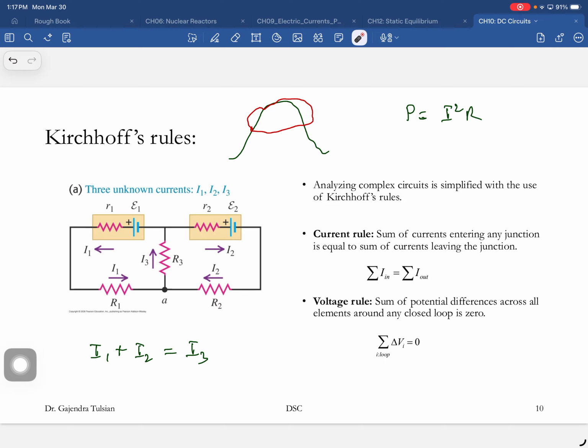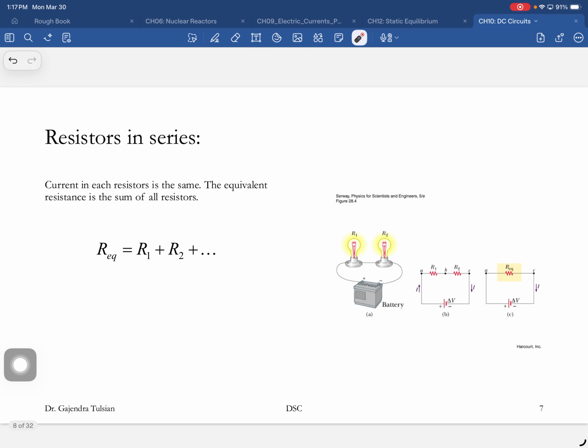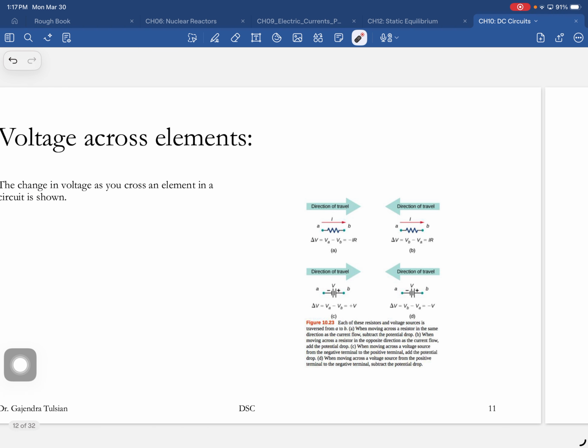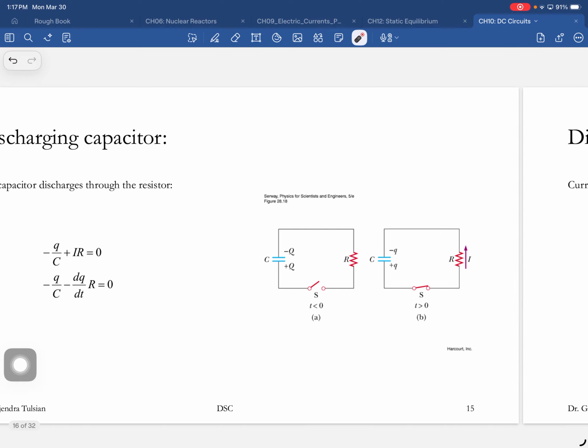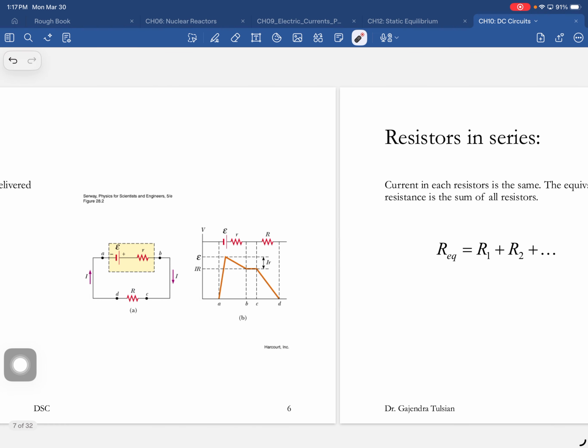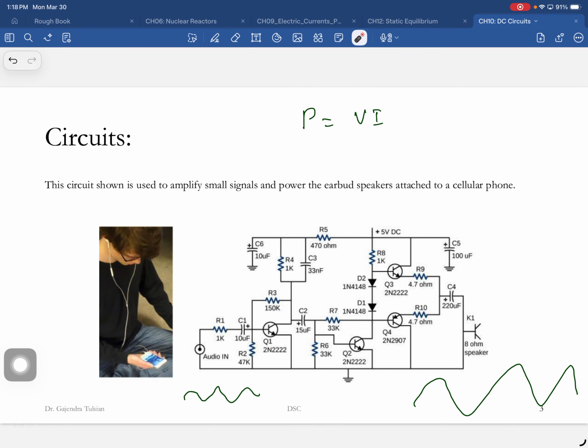Then what is the change in voltage across this element? Again, you're going with the current, from high voltage to low voltage. So it's minus I2R2. Then you're going across this element. What is the change in voltage? Minus I3R3. And you come back to your starting point. So the change in voltage should all add up to 0. Did you guys understand that?